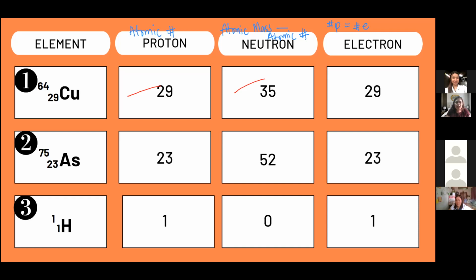And then take note, the copper here is a neutral one, thus wala siya charge, which means we also have 29 electrons. Now for arsenic, I don't know if I have corrected this last time, but I think I told you that this is 33 here.